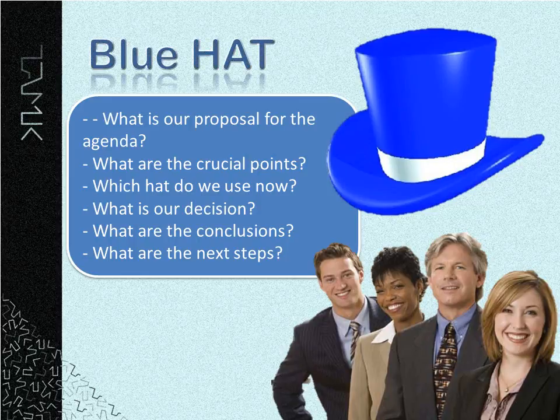The blue hat. This hat is used when you need an overview and control of the process. It focuses on how you think about the topic, which is metacognition, on the thinking style that is necessary to stimulate and progress. It involves planning, roles, responsibility, time management, etc. It's used to reach a final conclusion after compilation of arguments made by previous hats. This hat presents questions like, what's our proposal for the agenda? What are the crucial points? Which hat do we use now? What's our decision? What are the conclusions? What are the next steps?